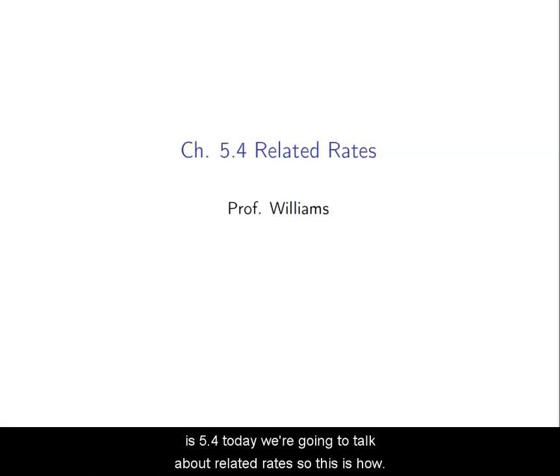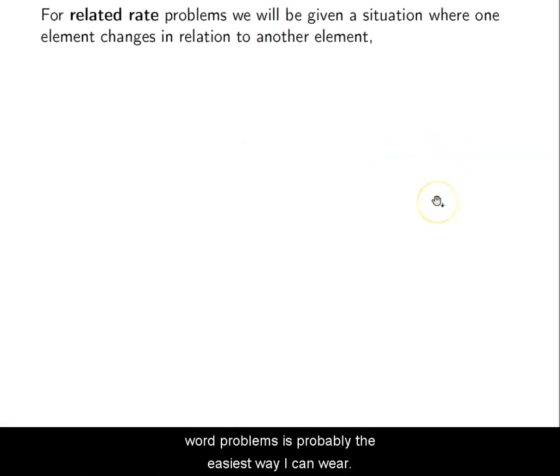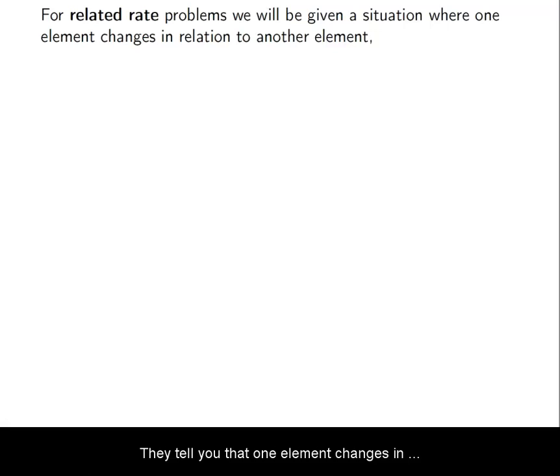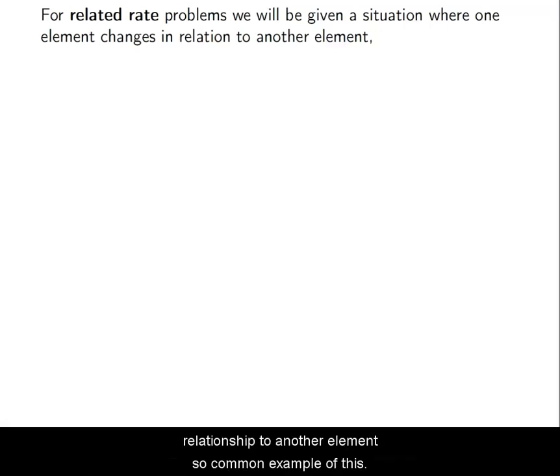Another method in which we use derivatives to solve word problems is probably the easiest way I can explain it. So let's just go ahead and get started. A related rate problem is when you're given a situation where they tell you that one element changes in relationship to another element.